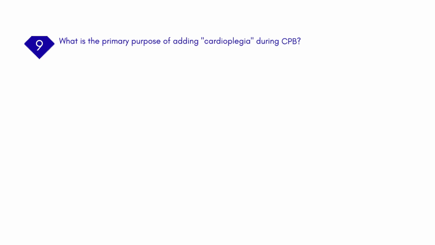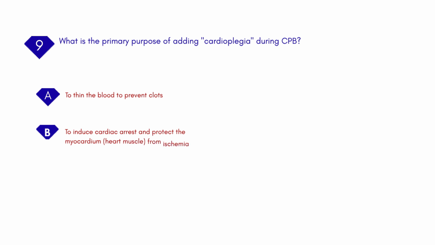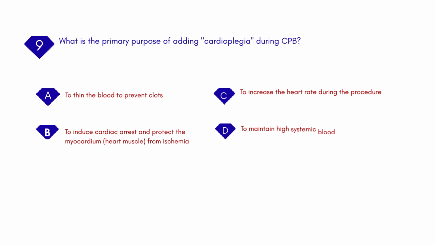What is the primary purpose of adding cardioplegia during CPB? A. To thin the blood to prevent clots. B. To induce cardiac arrest and protect the myocardium, heart muscle, from ischemia. C. To increase the heart rate during the procedure. D. To maintain high systemic blood pressure.